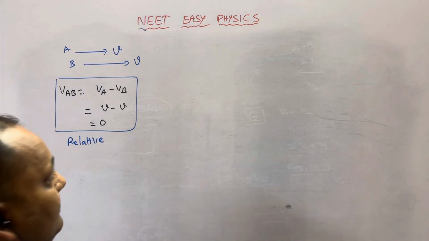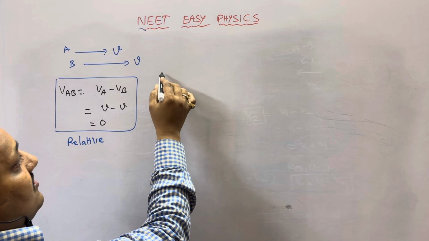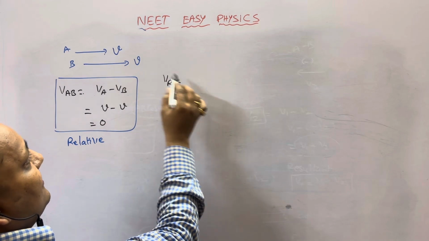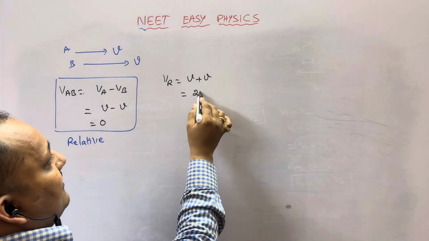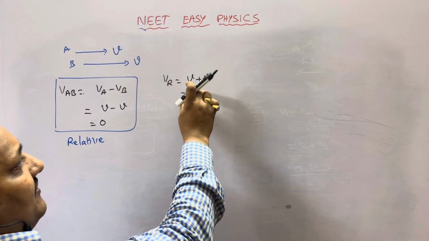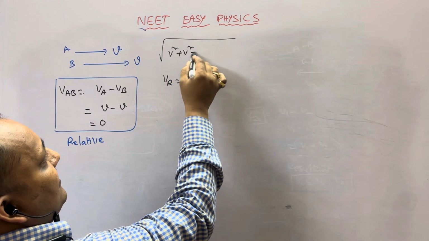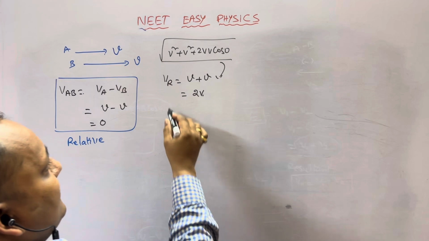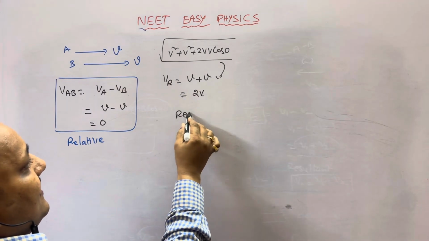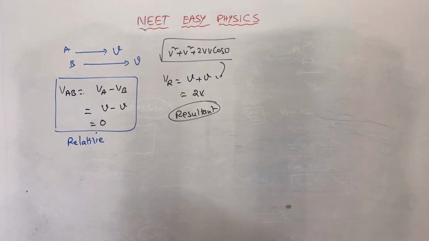If you want to find the resultant of these two, what is the resultant velocity formula? Both are in same direction, so we have to add, V plus V. That is going to be 2V. If you forgot this logic, again you have to do root of V square plus V square plus 2V V cos 0. Again you are going to get the same answer. So this is resultant velocity. This is relative velocity.